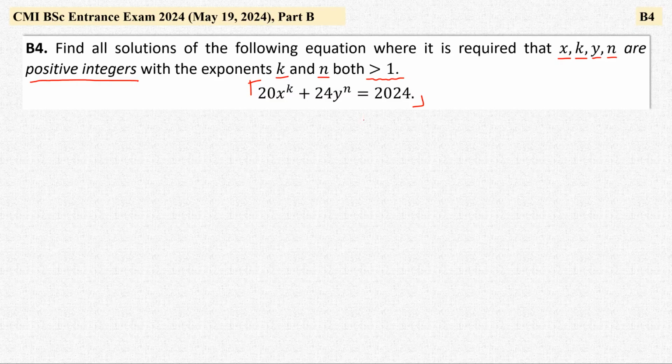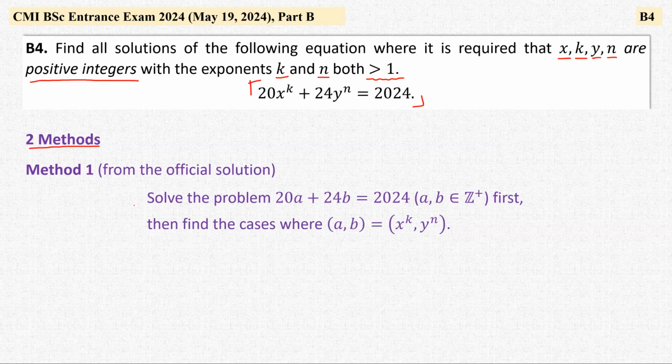There are occasionally more than one method to solve the equation, and this problem deserves to be solved by two methods. The first method is what is listed in the official solution. In this method, we first solve the simpler version of the given equation, 20 times a plus 24 times b equals 2024, where a and b are positive integers. Then, after we find possible values for a and b, we attempt to find the cases where a and b can be expressed as x to the power of k and y to the power of n respectively.